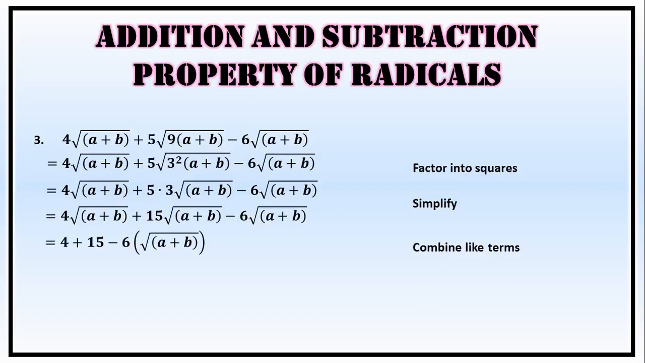Then combine like terms. Because they are already similar radicals, we can add and subtract the numbers. So 4 plus 15 minus 6 quantity square root of a plus b is equal to 13 square root of a plus b. So 4 square root of a plus b plus 5 square root of 9 quantity a plus b minus 6 square root of a plus b is equal to 13 square root of a plus b.